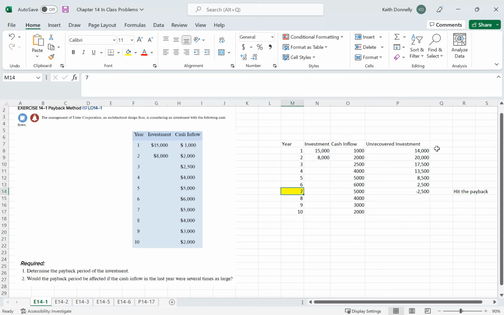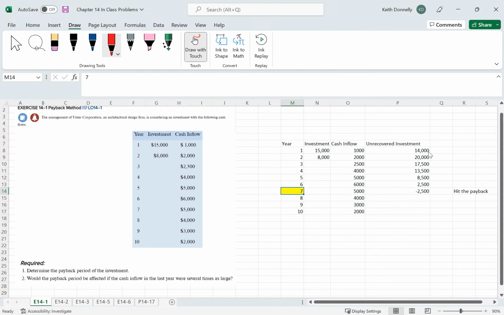Now, the thing with this is these inflows change from year to year. It's not like it's 1,000, 1,000, 1,000, 1,000. That would be uniform or even cash inflows. These are uneven cash inflows. Just a different amount. It's not the same amount.